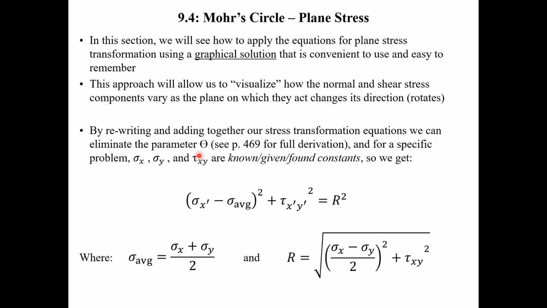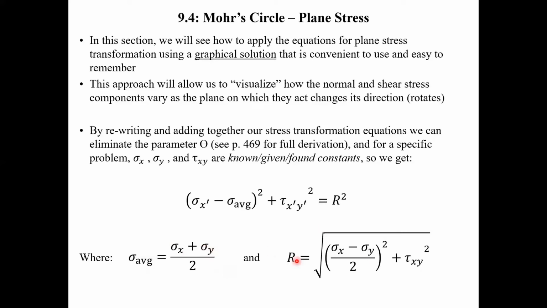And for any specific problem where we know or are given sigma x, sigma y, and tau xy, we can arrange those equations into this equation, where we have our transformed sigma x prime minus our sigma average quantity squared, plus tau x prime y prime squared equals a radius squared. So this equation is that of a circle, as you hopefully learned at some point in your math studies through the years. Our sigma average, again, is sigma x plus sigma y over 2, just the average of our two normal stresses on our original element.